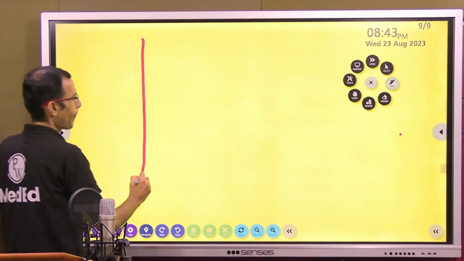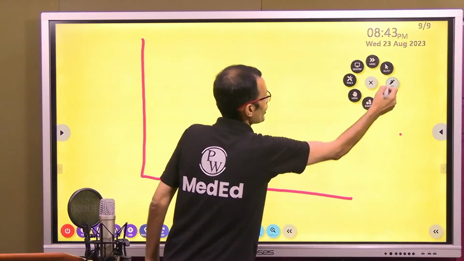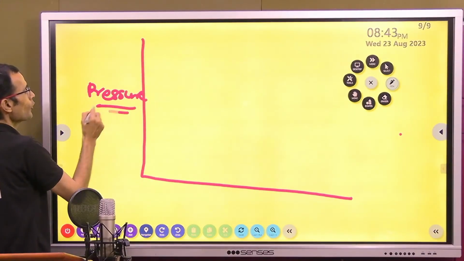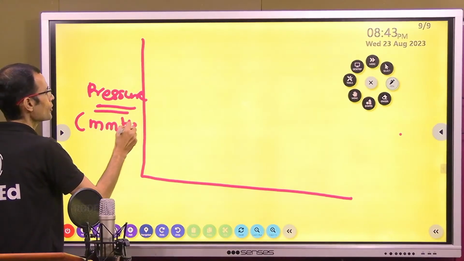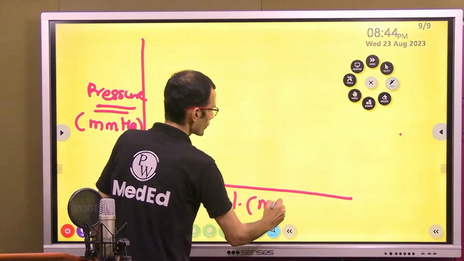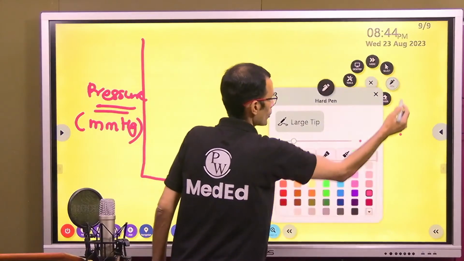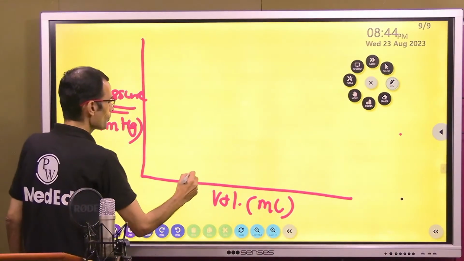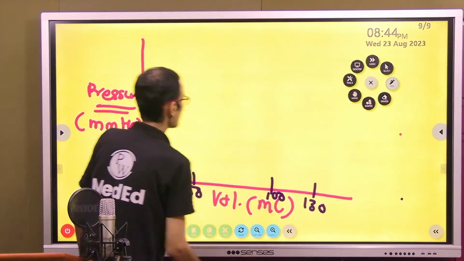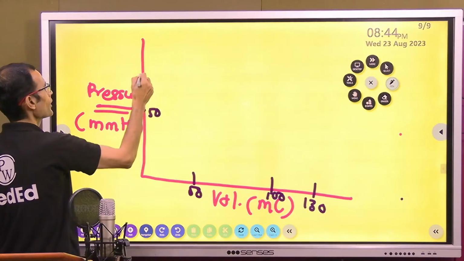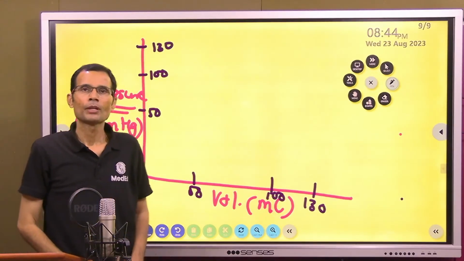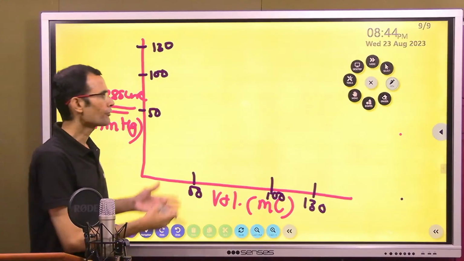Quick recap. Okay, on the vertical axis we have pressure of the left ventricle, mm of Hg. On the horizontal axis we have left ventricular volume, ml, right? So volume 50 ml, 100 ml, 130 ml. Pressure 50 mm of Hg, 100 mm of Hg, 130 mm of Hg. Okay, just follow the arrow and you know which phase is happening.